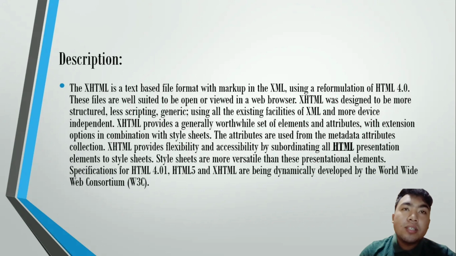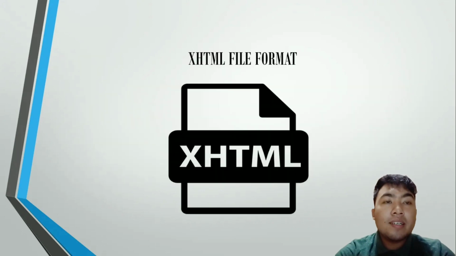The attributes are used from the metadata attributes collection. XHTML provides flexibility and accessibility by subordinating all HTML presentation elements to style sheets. Style sheets are more versatile than these presentational elements. Specifications for HTML 4.01, HTML5, and XHTML are being dynamically developed by the World Wide Web Consortium. So these are the examples of the XHTML file format.